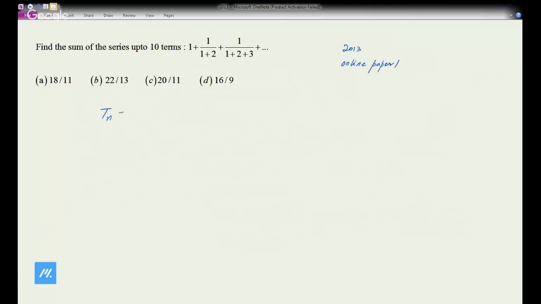I have explained this. This is Tn is 1 plus nth term by n into n plus 2. So let's say we'll multiply 2 here. Can you tell me how we'll proceed? Can anyone tell me how we will proceed?